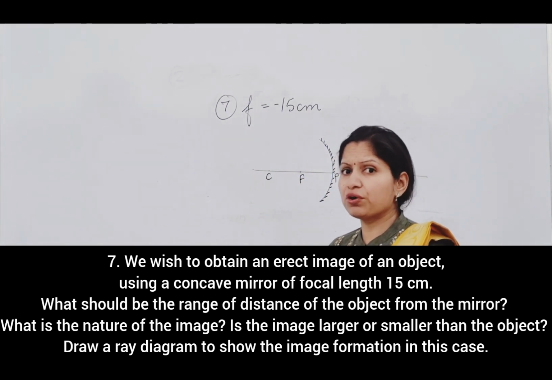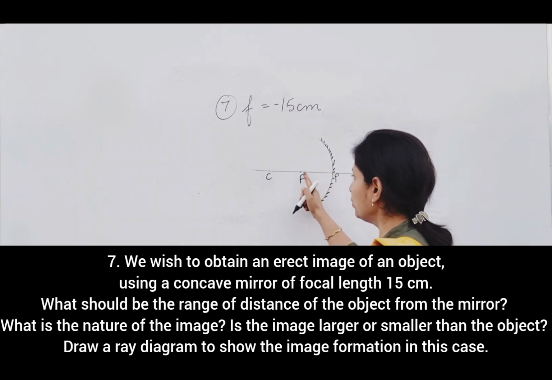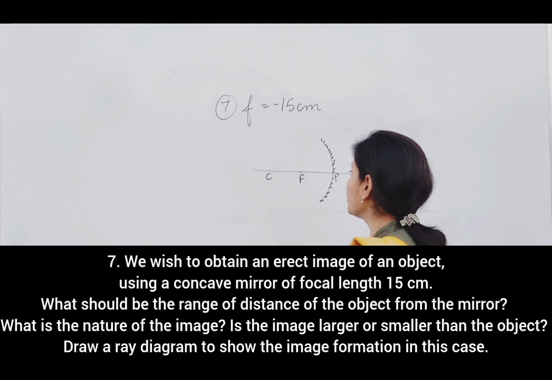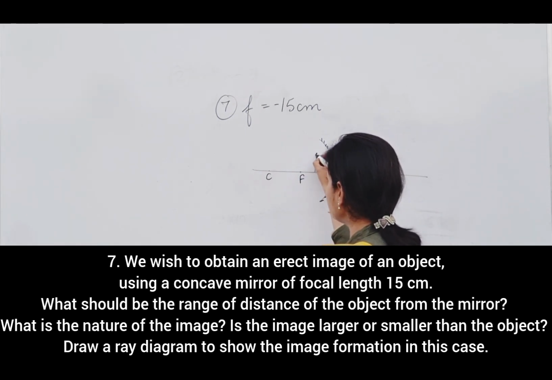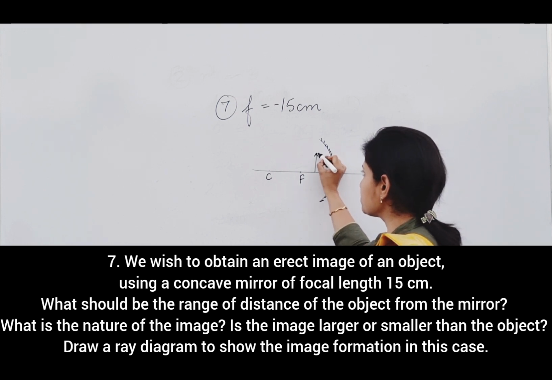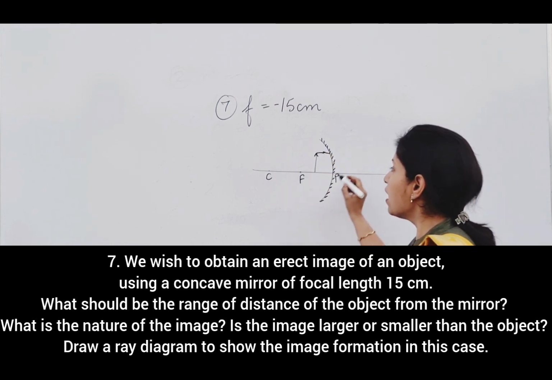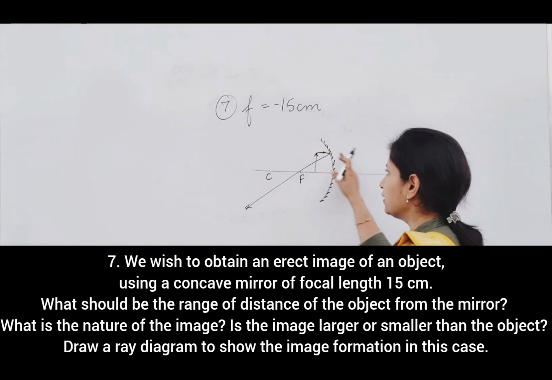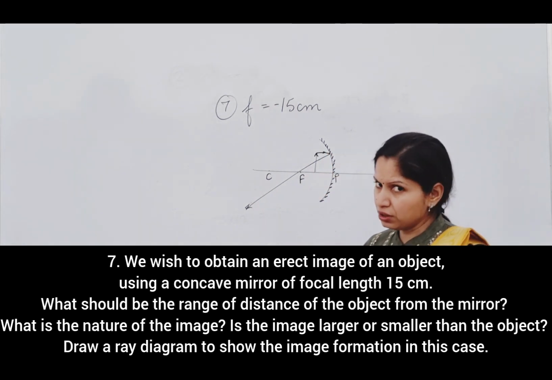Always remember, whenever you are drawing any ray diagram, the distance between pole and focus should be the same as that between focus and center of curvature. Now, we have to place the object anywhere between pole and focus. So here I am placing my object. One of the light rays that is passing parallel to the principal axis, after reflection, is going to pass through the focus.